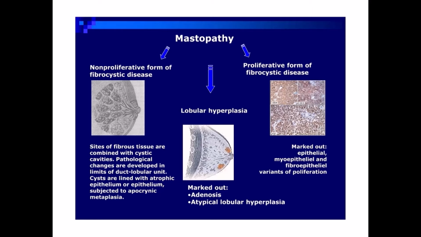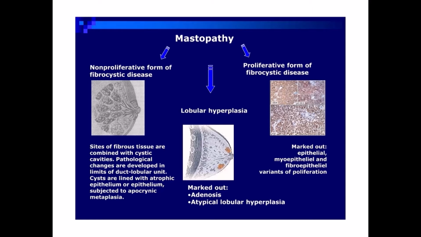Mastopathy. The left figure shows the non-proliferative form of fibrocystic disease. Sites of fibrous tissue are combined with cystic cavities. Pathological changes develop within the limits of the duct lobular unit. Cysts are lined with atrophic epithelium or epithelium subjected to apocrine metaplasia.